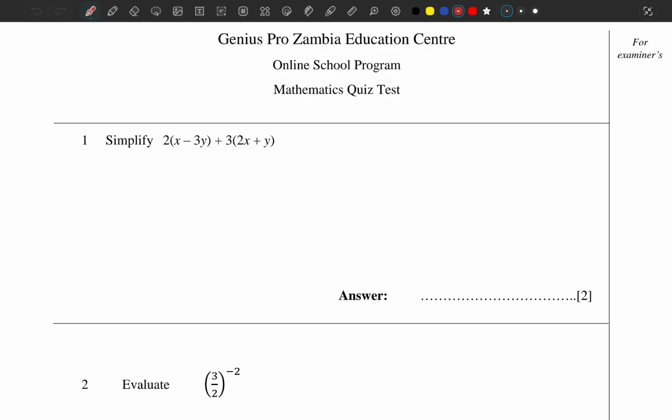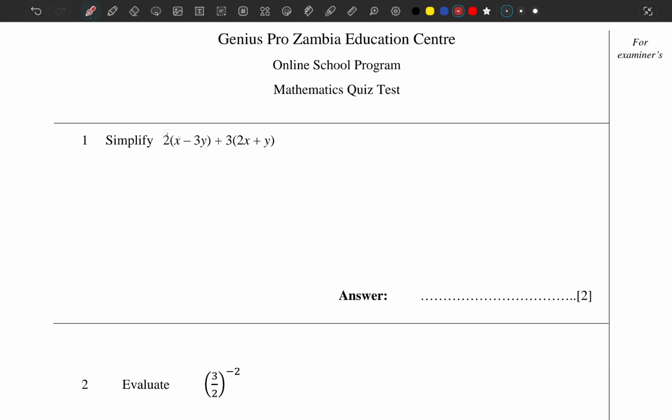Question 1 says simplify 2(x - 3y) + 3(2x + y). Simplification allows you to break down something into its simpler terms, that's all.